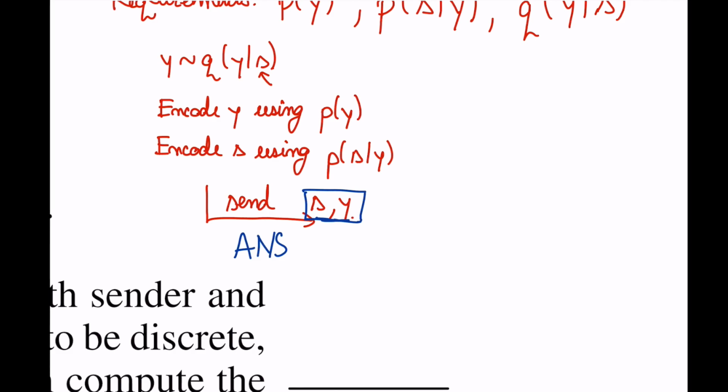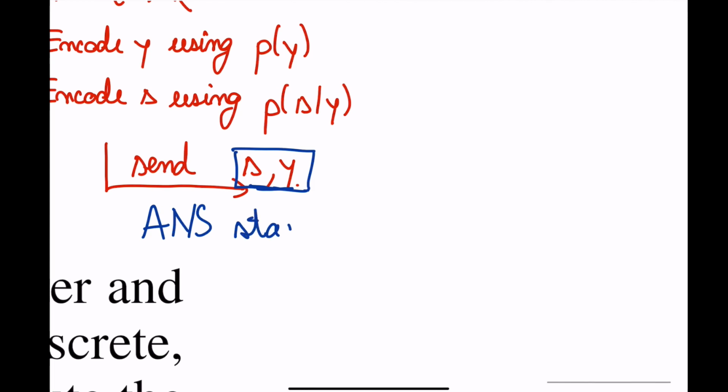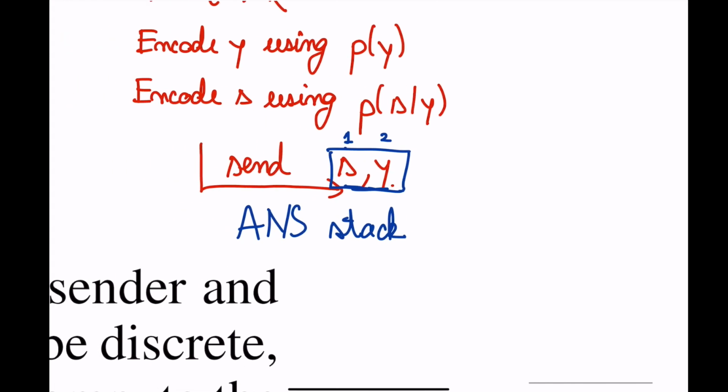And the point is that this is a stack-like structure. When we decode, think about this as being a stack. So this was the first thing that we put in, this is the second thing that we put in. So when we decode, we'll first look at this thing and then at the other thing. Now you notice that we encoded them differently, right? We encoded firstly Y and S, but when we send them, we put them in the reverse order. And we'll see why.